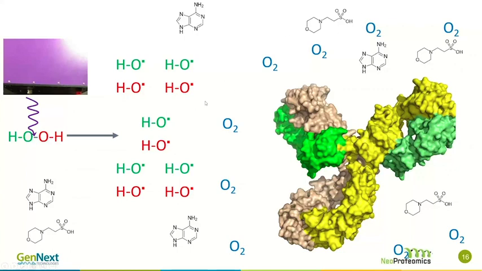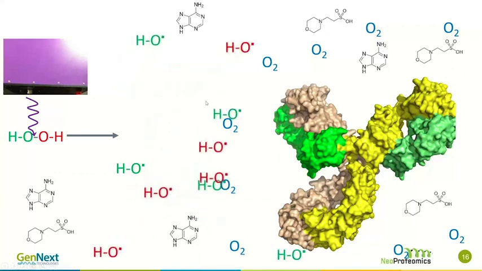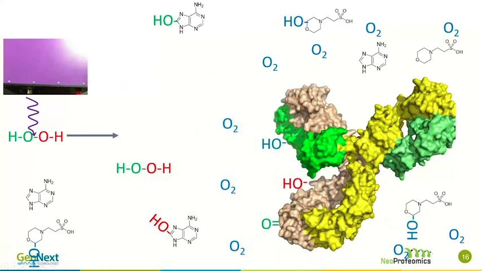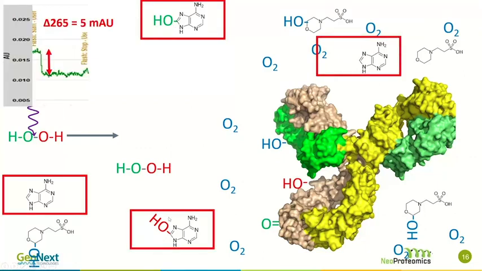I make the same burst of hydroxyl radicals. The hydroxyl radicals diffuse through solution. Some of them go to the protein, some of them go to the adenine, but some of them go to this new MES buffer and react with that. And so now I have less oxidation of my protein, but I also have concomitantly less oxidation of my adenine scavenger. And I can measure that photometrically by seeing a reduced change in my absorbance at 265 nanometers.